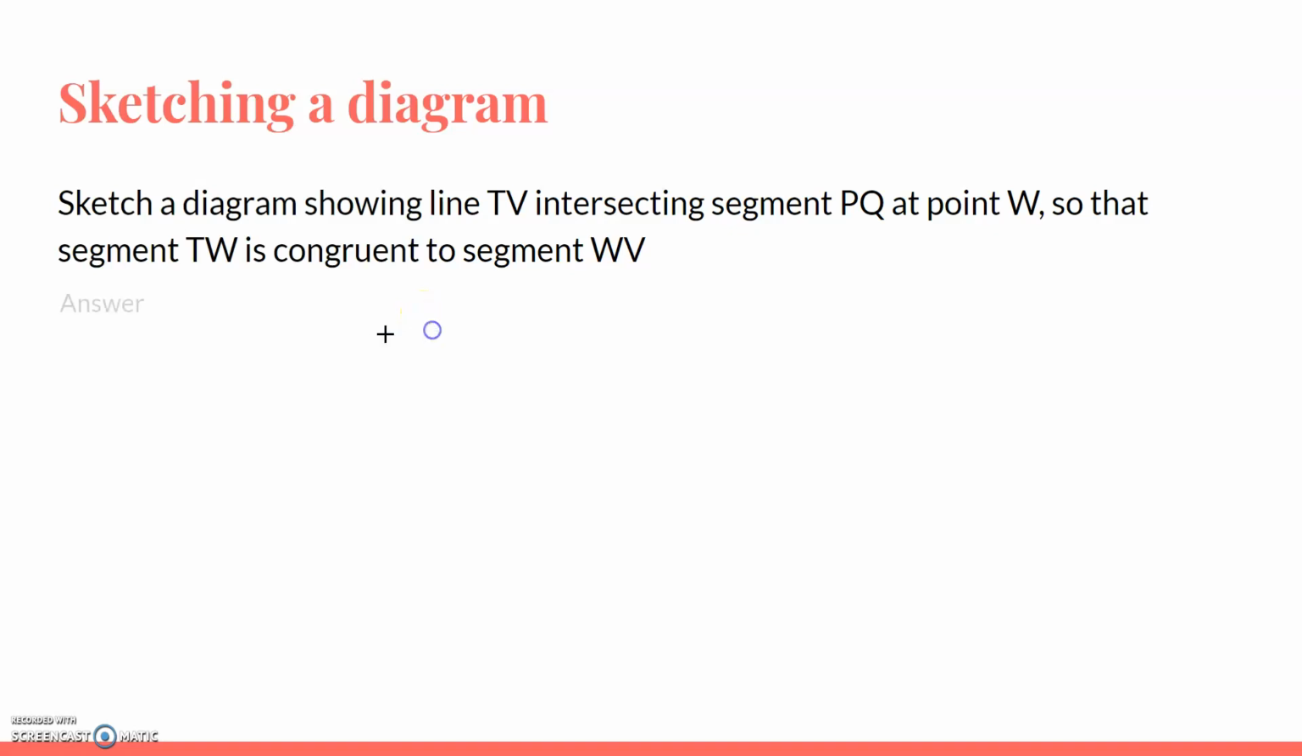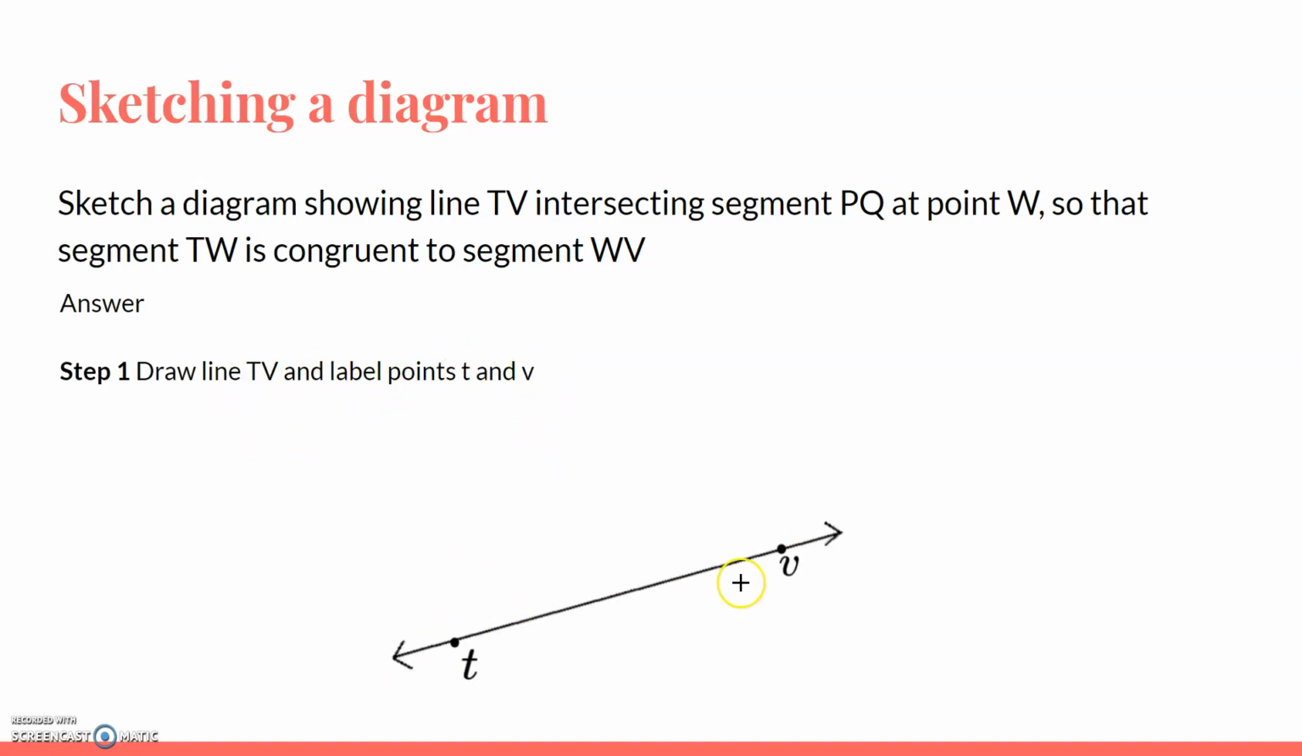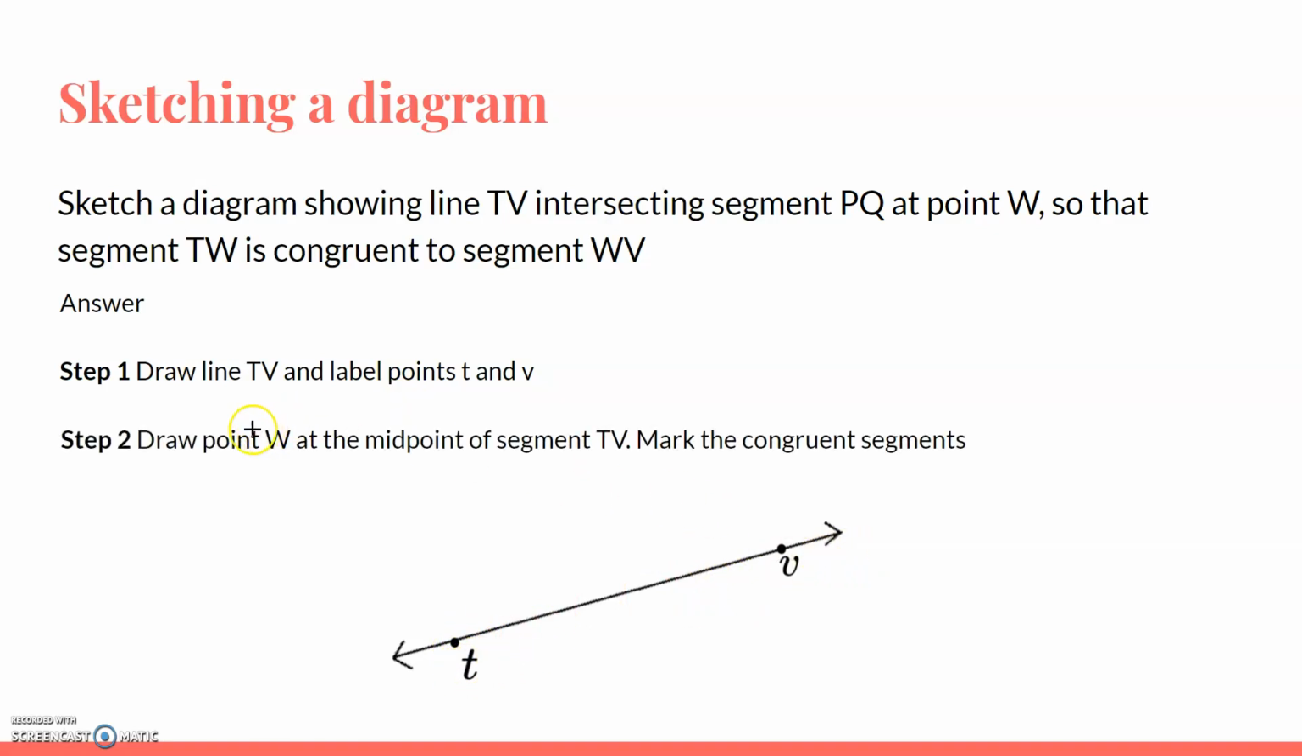Alright, so now that you're back, first off, draw a line TV and label points T and V. So let's draw a line TV, and then we have our points T and V labeled. And then next what you're going to do is draw point W as the midpoint of the segment TV, and then mark the congruent segments. So here's our midpoint. To mark congruent segments, you just draw 1 line or 2 in some other cases. But this says that these 2 segments are congruent.